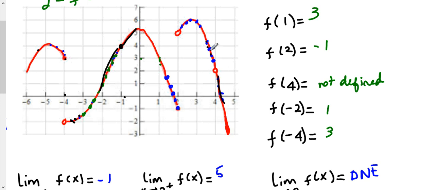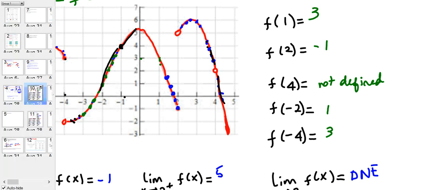Here, for example, approaching from the right and approaching from the left, as x goes towards 4, the limit did exist. It was 2. The function value didn't exist, right? Because there was a hole there. So again, they are independent of each other. What happens at the point does not necessarily have to match what happens around the point. Sometimes they do if the function is continuous, like in this case, but they don't have to match.